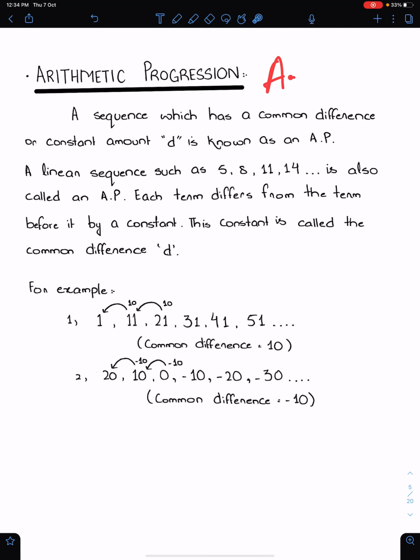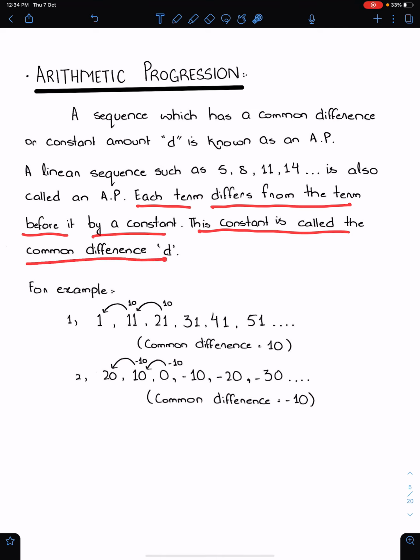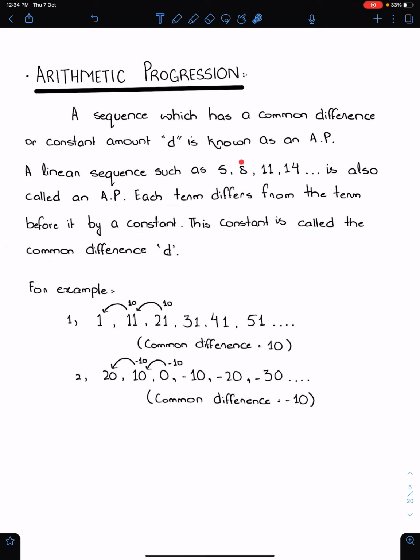Arithmetic progression or AP. A sequence which has a common difference or constant amount D is known as an AP. A linear sequence such as 5, 8, 11, 14 and so on is also called an AP. Each term differs from the term before it by a constant. This constant is called the common difference D. See, this difference is 3. This is also 3. When the difference is constant, then the sequence is known as AP or arithmetic progression.